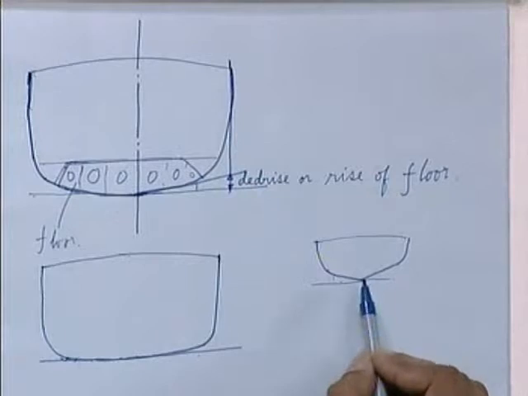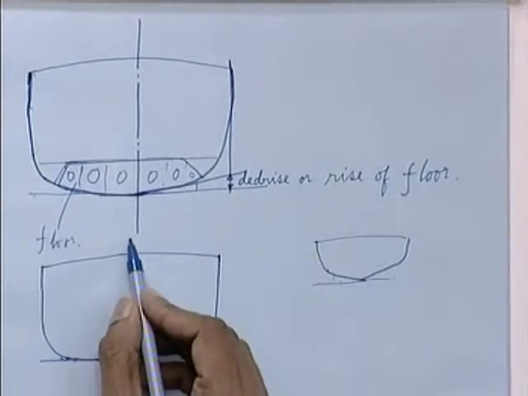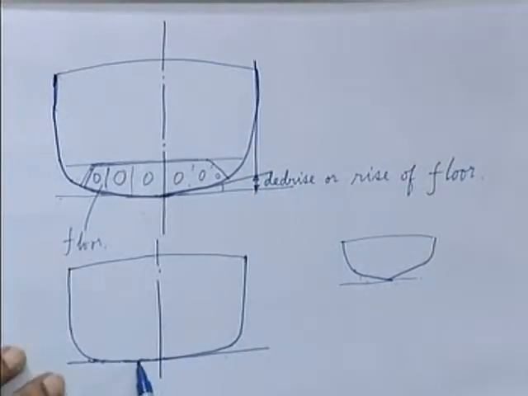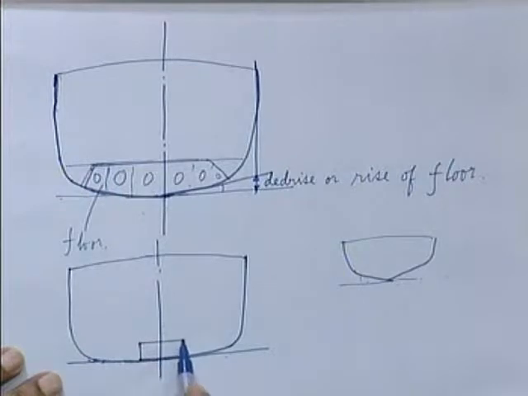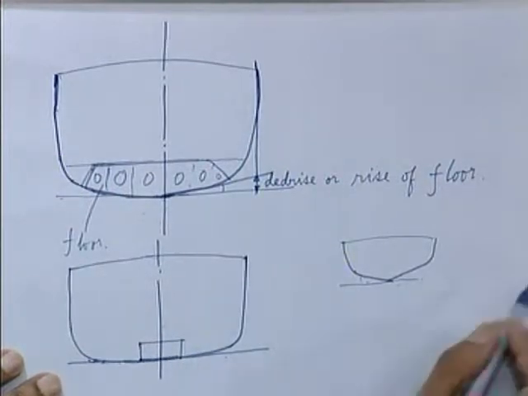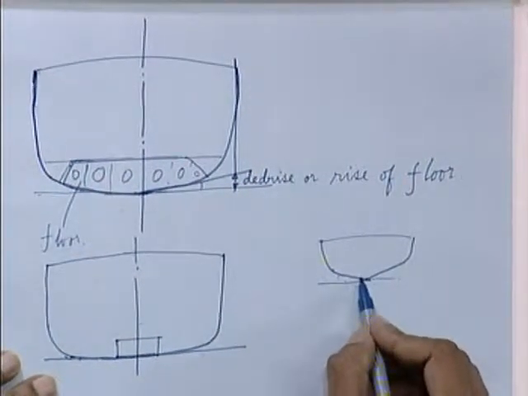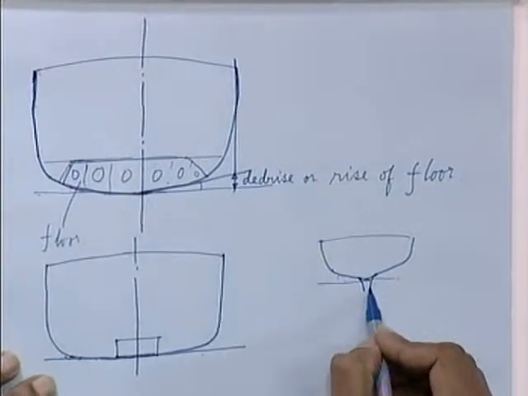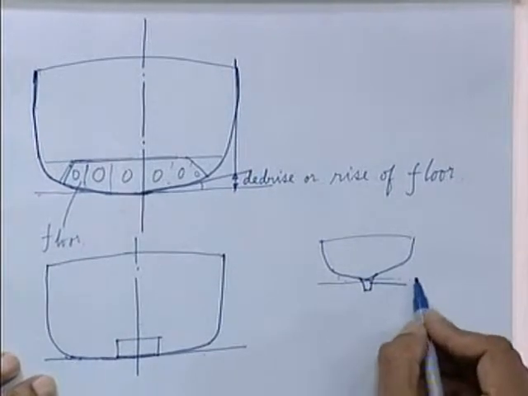And here you will find in tankers and cargo ships, the keel is a flat keel, or a box type of keel. But in the trawlers, you will find there is a skeg coming out of the hull like this. So, this is called a skeg.